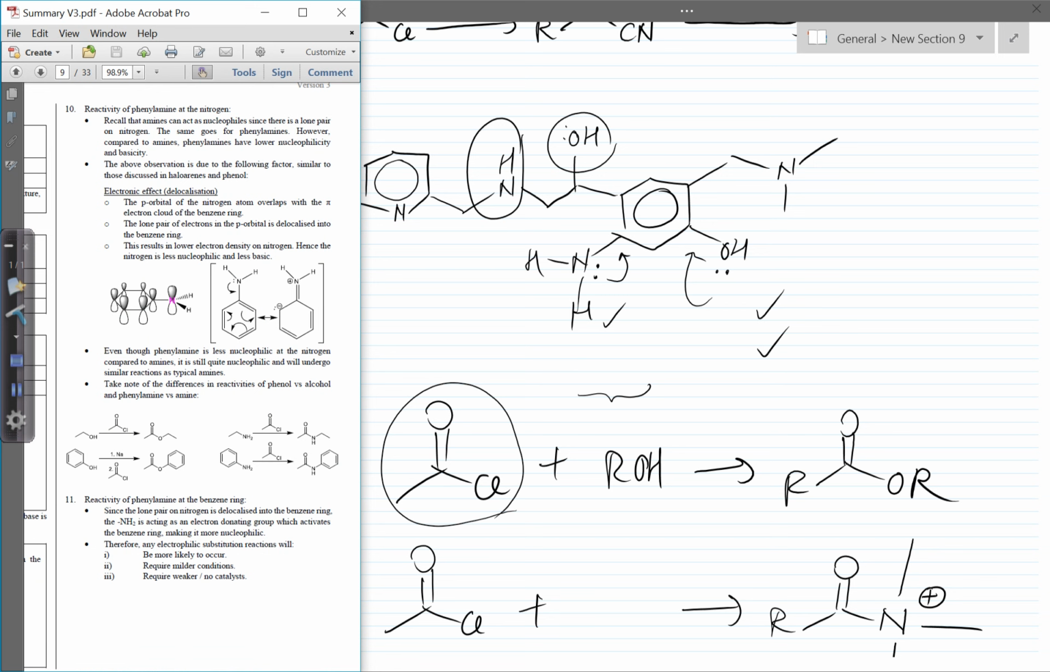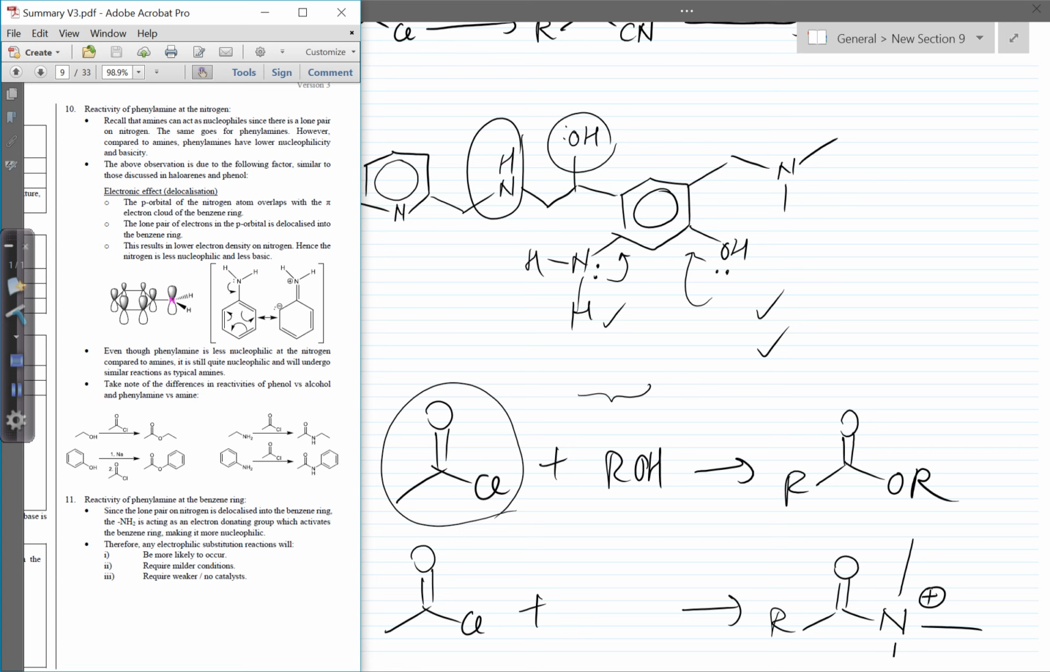Okay, let me finish this section 10, right? So, reactivity of phenylamine at the nitrogen. Recall that amines can act as nucleophiles, right? Since there's a lone pair. The same goes for phenylamines, but compared to amines, phenylamines have lower nucleophilicity and basicity. Because they can delocalize, but they are still more nucleophilic than phenols, right? Because already explained here, although they can delocalize.